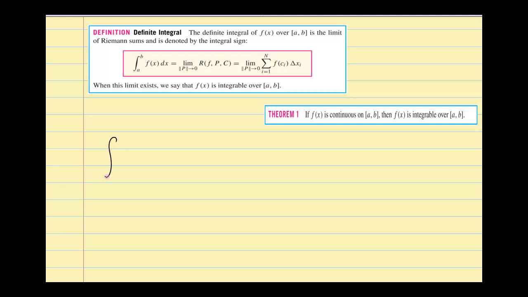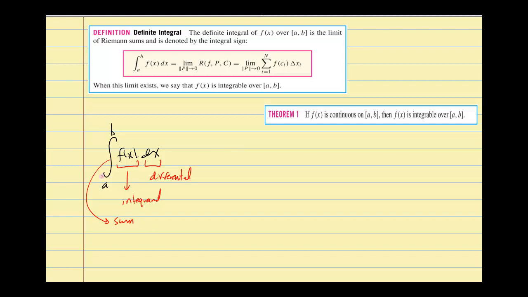So let's go ahead and look at the integral from a to b of f of x dx. And like I said, let's pull it apart and look at all the different pieces of this. First of all, f of x is called the integrand, and we've talked about this one before. dx is called the differential. This integral sign basically means to sum. It's like our sigma sign.